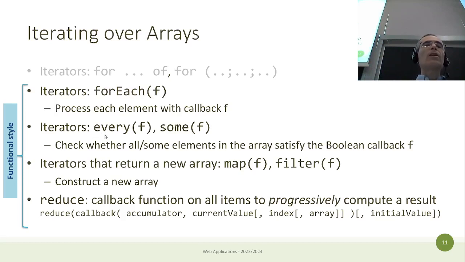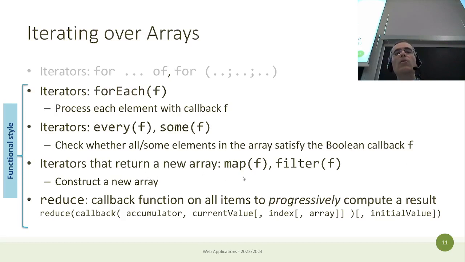Then you have other iterators, like every and some: for each element of the array, you check if each element satisfies what is specified by the callback, or only some of them satisfy the callback. And of course, in this case, the callback must return a Boolean value, because you need to know if yes or no, satisfy or not satisfy the condition.